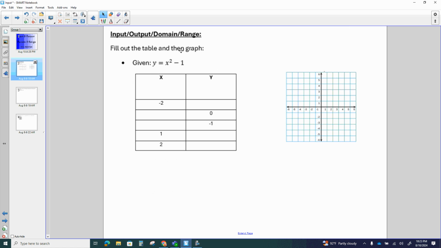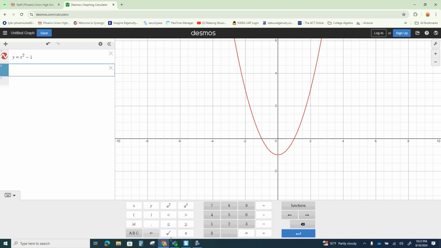So it wants us to fill out the table and then graph, but I'm actually going to start with the graph, y equals x squared minus 1. I'm going to jump over to Desmos, and as you can see here, y equals x squared minus 1. That's this red graph right here. So I'm going to go ahead and graph this on my graph.